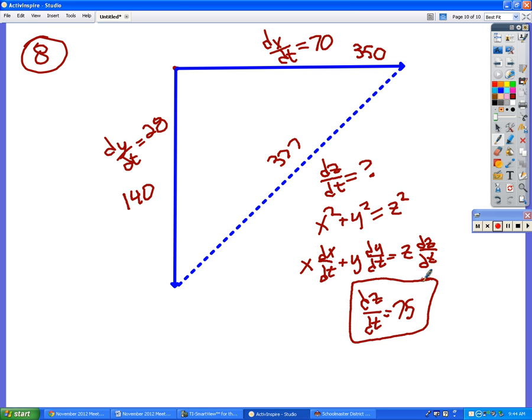Now if you plug in 350 for x, 70 for dx/dt, 140 for y, 28 for dy/dt. Also, if you do 70 squared plus 28 squared, with the rates? Yeah, 70 squared plus 28.